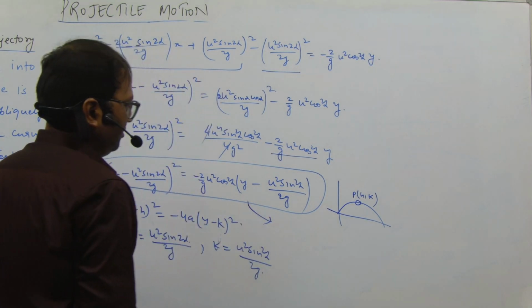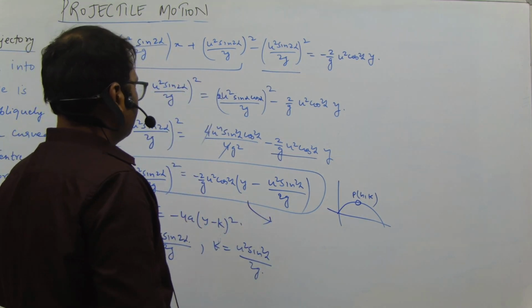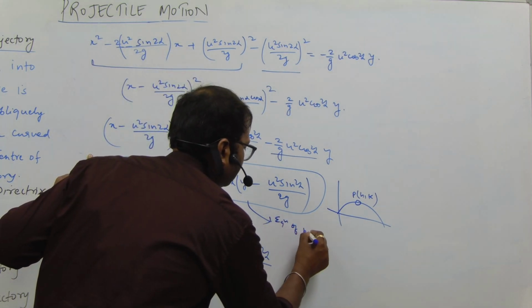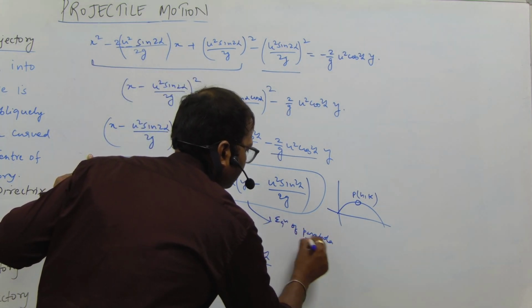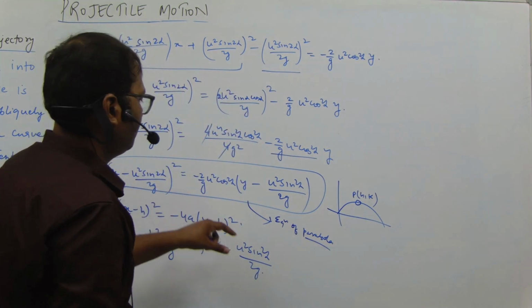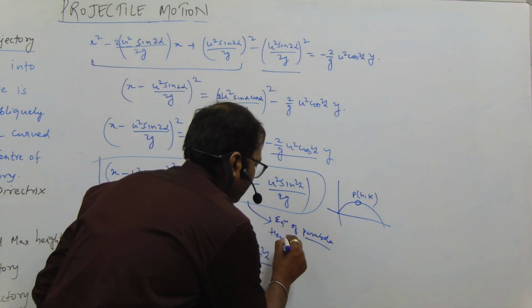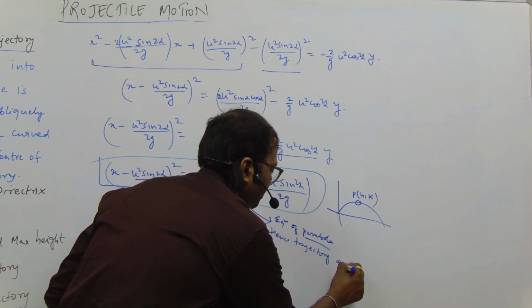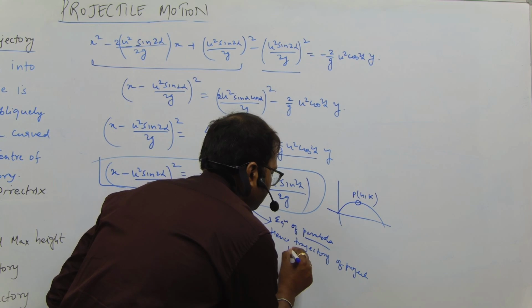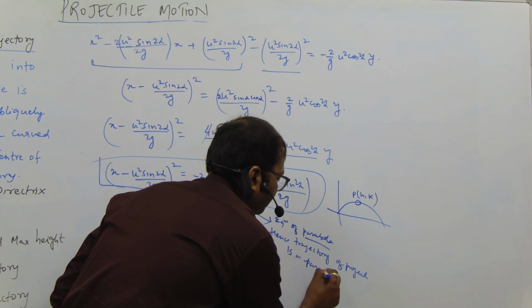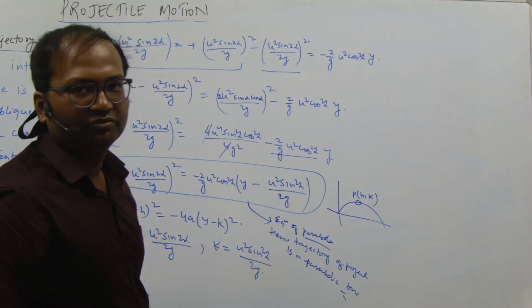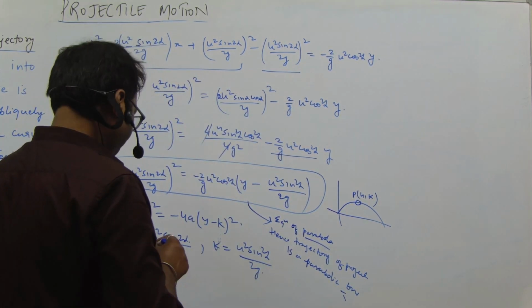Let us repeat this. This equation is the equation of a parabola. Hence, the trajectory of the projectile is a parabolic one.